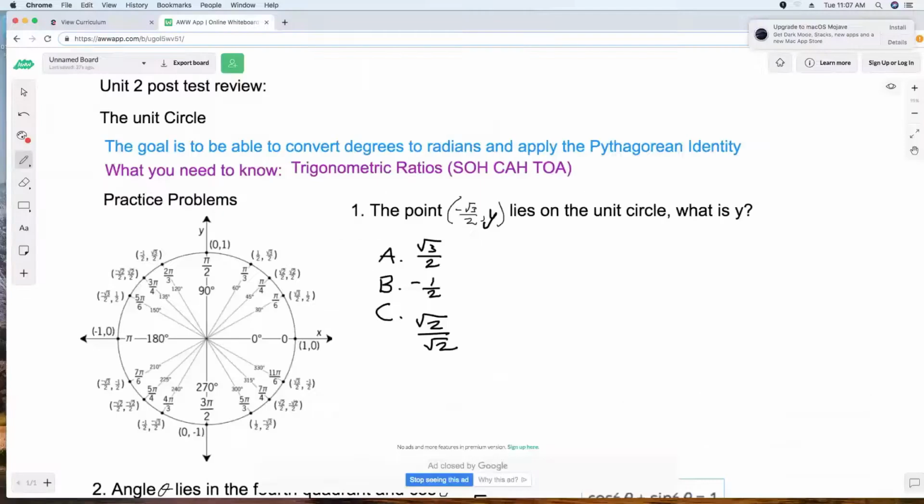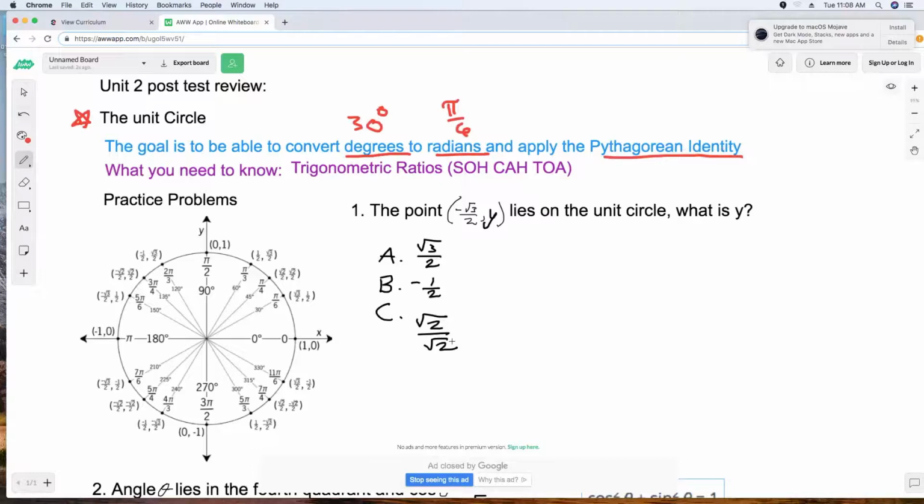This is going to be a review for post-test Unit 2. The very first thing that we are going to talk about is the unit circle. The goal of this lesson is to be able to convert degrees to radians. So a degree would be something like 30 degrees, which turns into pi over 6. And we are also going to apply the Pythagorean identity. That's something that we're going to talk about at the end.